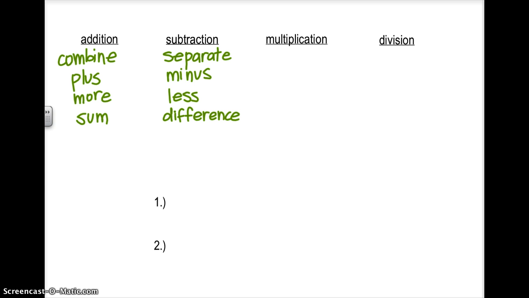Multiplication. You might see combine into equal groups. And that's a rare one. You might see it. You're more likely to see times. My favorite is of, and of course product.